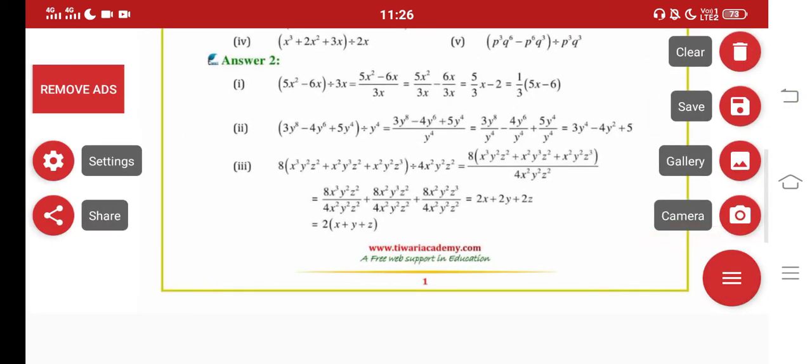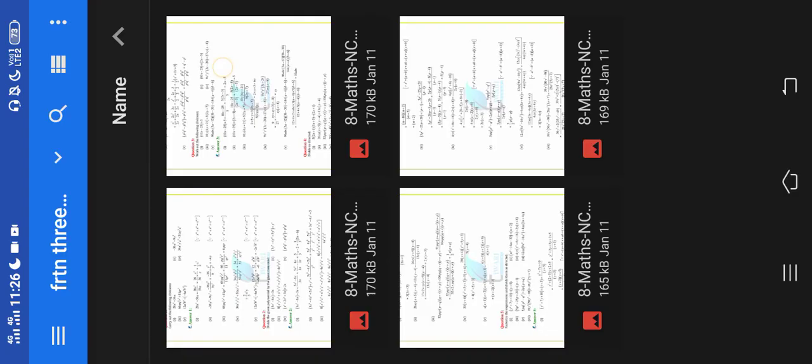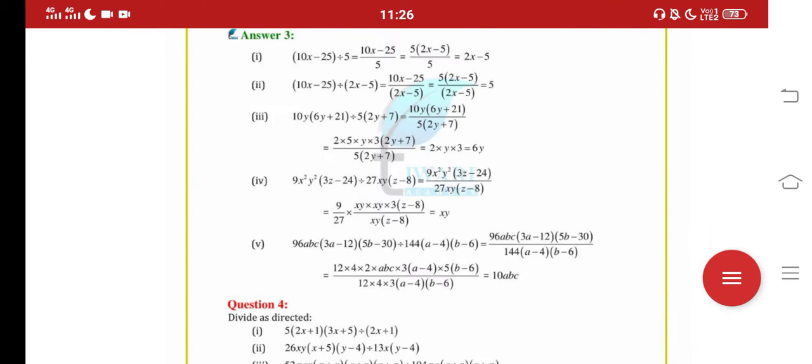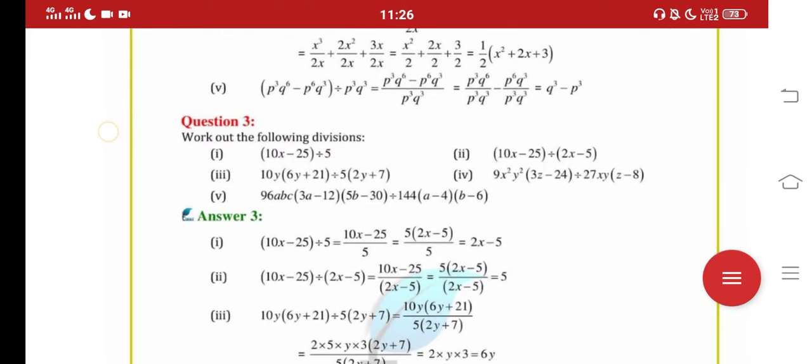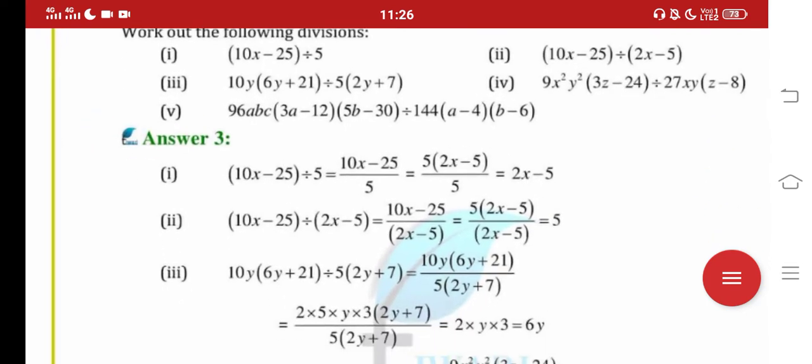Now see what is given in question number 3. This is our question number 3, and here it is given, work on the following divisions. So what we have is 10x minus 25 divided by 5. Now again we have to split the terms. 10x divided by 5 and 25 divided by 5.